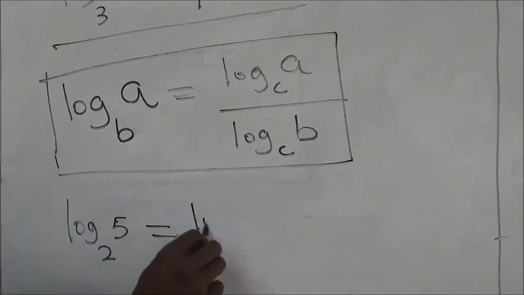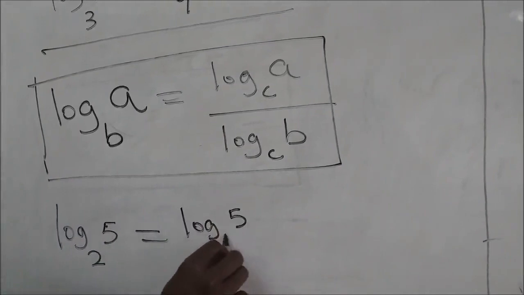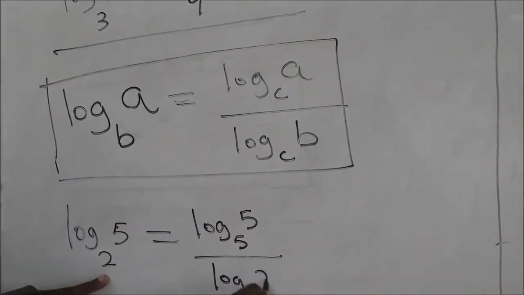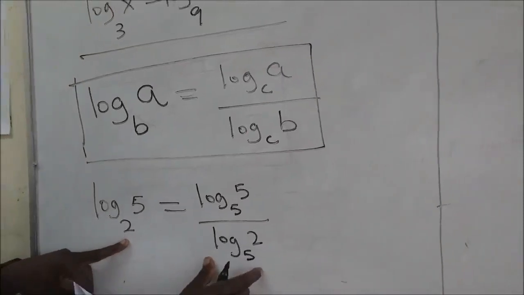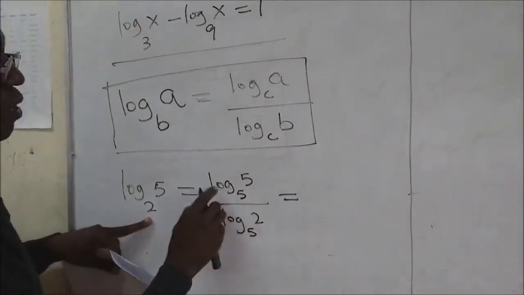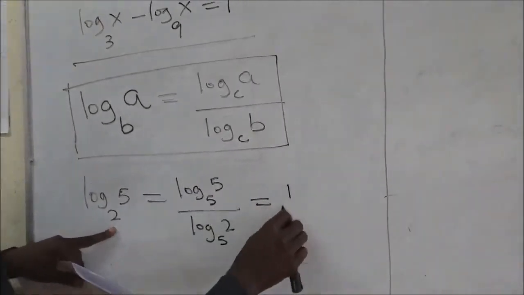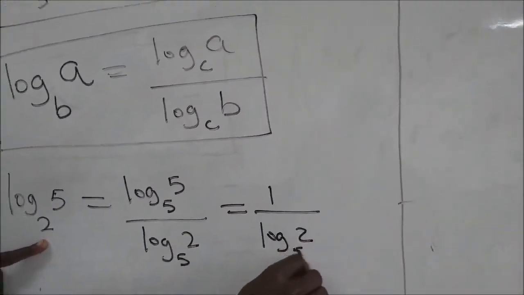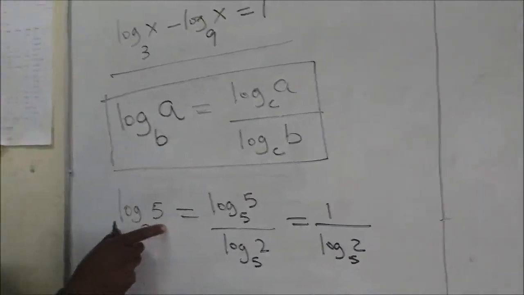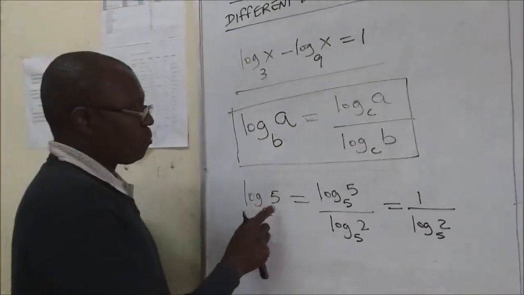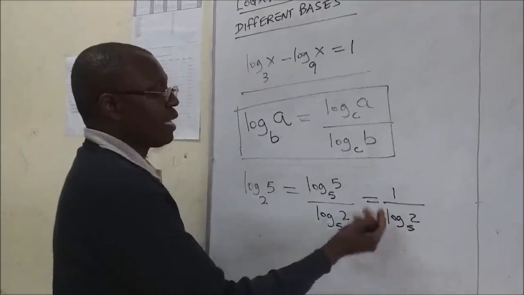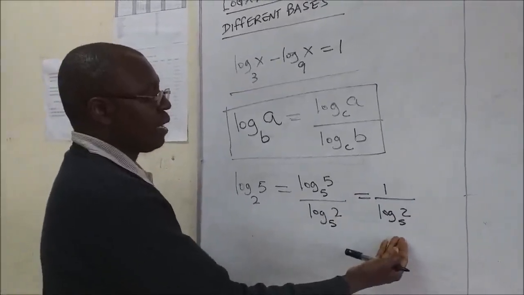And so we shall have log of 5 to the new base 5, and then log of 2 to the new base. But you remember that log of 5 to base 5 is simply 1, and then in the denominator we shall have log of 2 to base 5. That is to say, log of 5 to base 2 is the same as 1 over log of 2 to base 5.